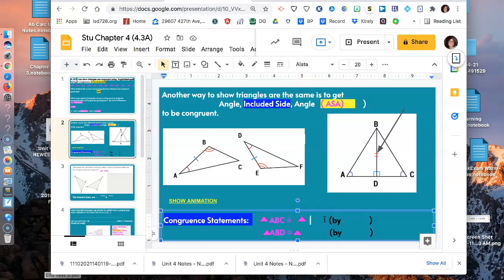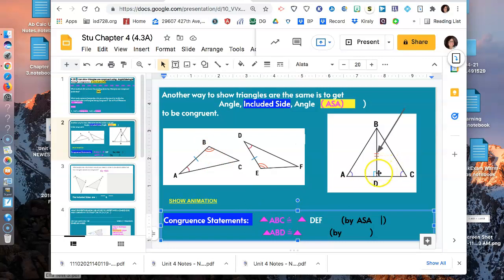Again, match those parts. A has a single arc, it goes with D. B has two, it goes with E. C doesn't have any, it goes with F. And now our new reason was we had angle, single arc, included side with the single dash, and then angle, double arc. If I traveled around there and said them, I'd go angle, side, angle. So that one, I go thanks.